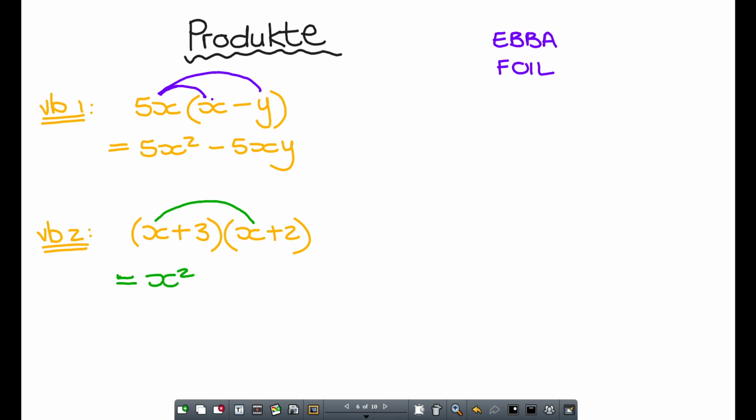Okay, then the O is for outer, so daai x met die 2 aan die buitekant, the outer terms, which is going to give me 2x. Now, then the I is for inner, met ander woorde 2 binnestes, so 3 maal x, en dit geef my 3x. And then the L is for last, met ander woorde die laaste term in hierdie hakkie, maal met die laaste term in daai hakkie, met ander woorde 6.